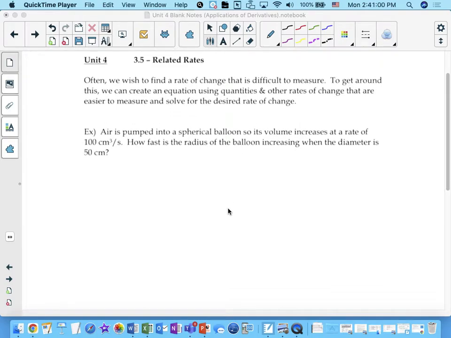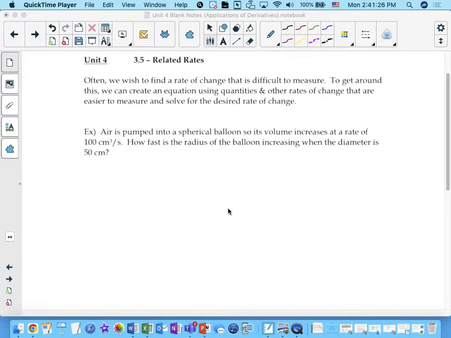So related rates. Related rates are sort of as they sound. We're going to solve problems that involve several rates that are related to one another. So for example, if you can imagine, have you guys ever had a flat basketball or something and you pump air into it with an air pump? Yeah, you can imagine that?